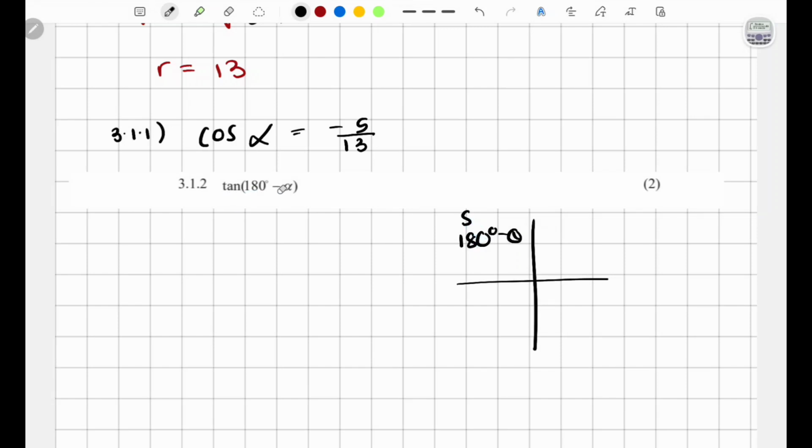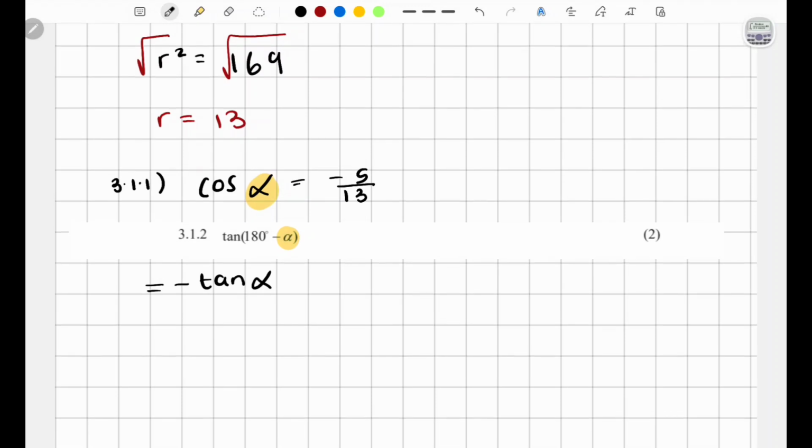Sine. Sine is positive. So it means that tan is negative. So you're going to reduce this. It's in terms of alpha, which is perfect because we're working with alpha here. So when you reduce tan of 180 minus theta, because it is negative, it becomes negative tan of alpha. That's what we have there, because it falls under that quadrant.